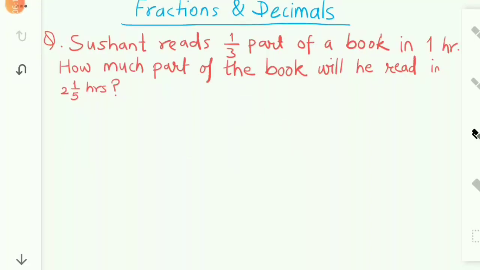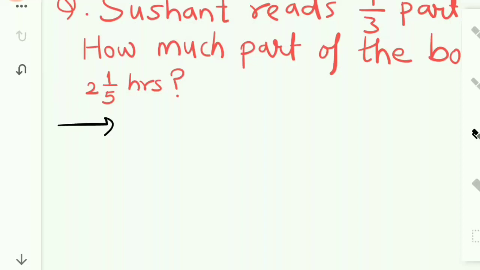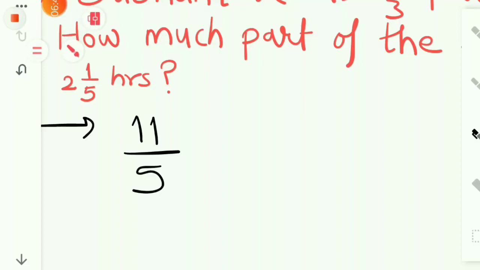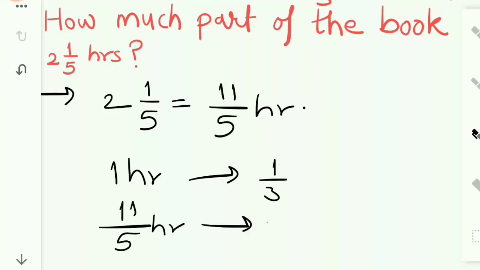Sushant reads 1/3 part of a book in 1 hour. How much part of the book will he read in 2 1/5 hours? Let's see. In 1 hour he reads 1/3 part. So 2 1/5 means 5 2s are 10 plus 1, 11/5 hours. How much will he read in 11/5 hours? 1 hour, 1/3, so in 11/5 hours how much?